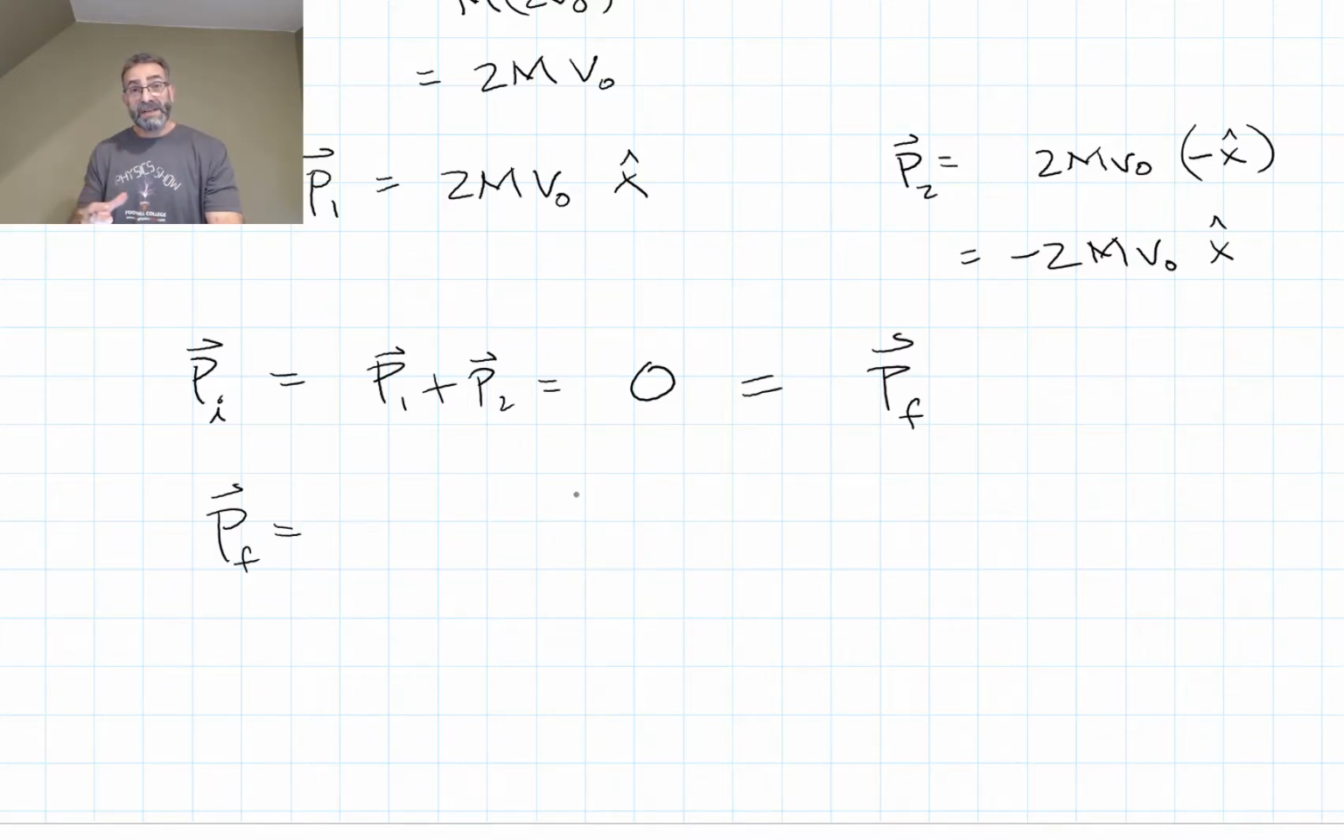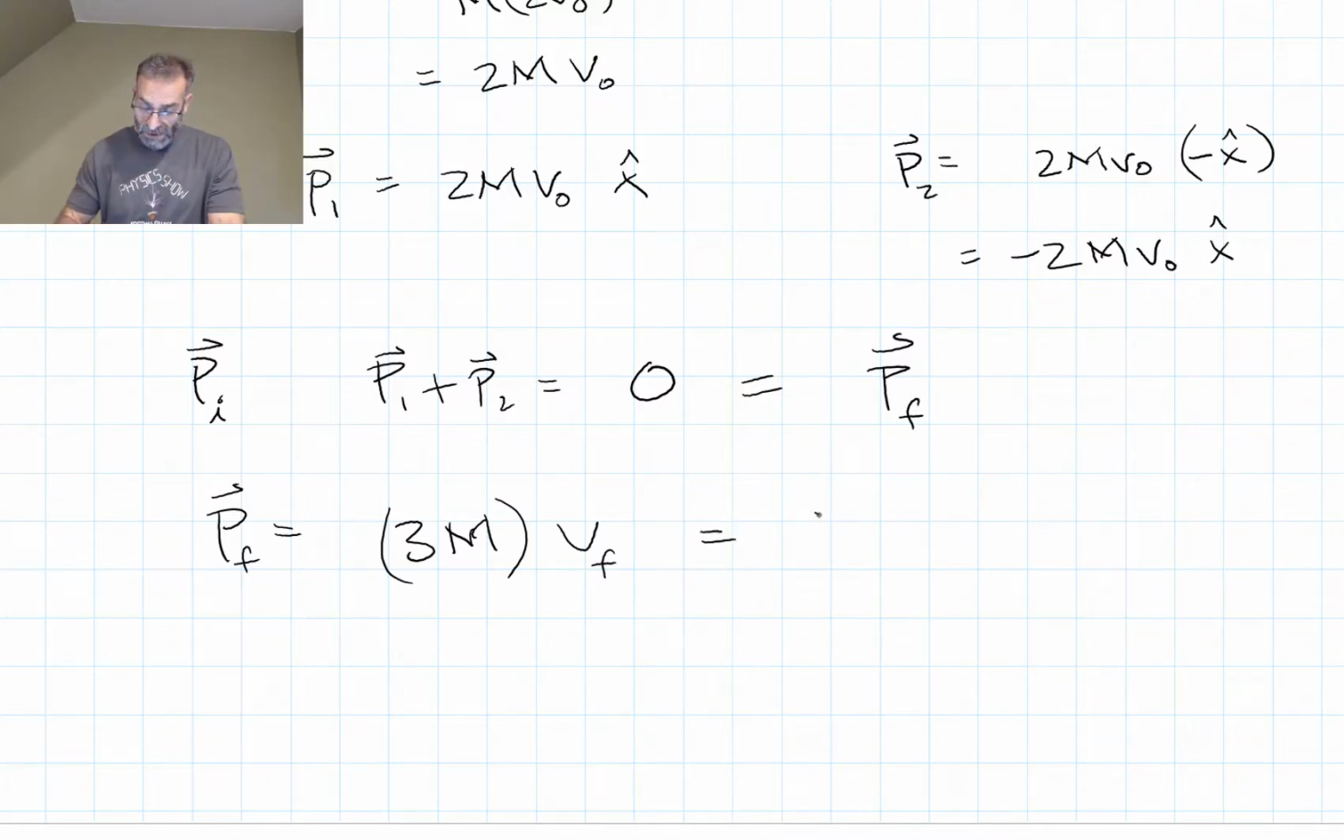After these two carts collide, let's have them stick together. So it makes it a little easier. We have a mass of 3m and some final velocity we're trying to solve for. And we know that this has to equal 0. It has to equal our initial momentum. So we can divide by 3m, and we get the final velocity is 0, which we knew already.